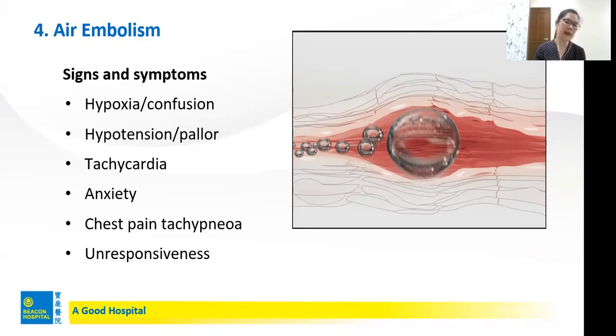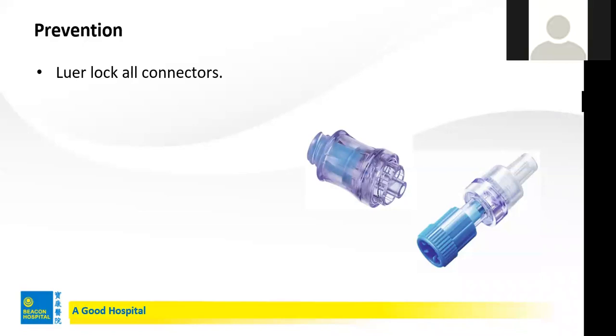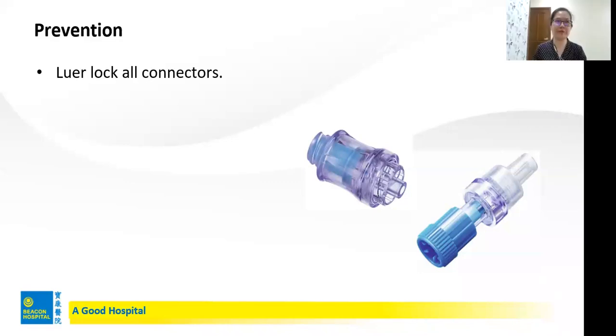It could be at the heart, at the brain. Okay, so how to prevent? Like just now I listed out all the possibilities of causing air embolism, right? So please use Luer lock connectors for all your CVAD. Do not use slip connectors, like if you connect to IV infusions, IV set, okay?